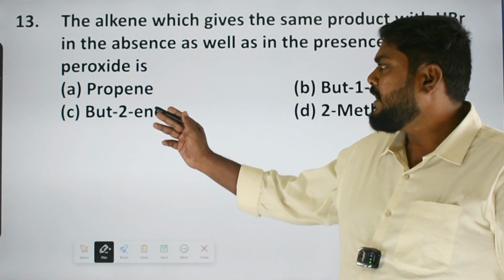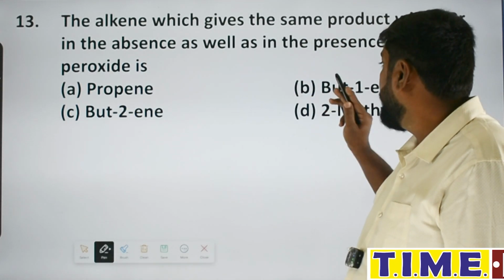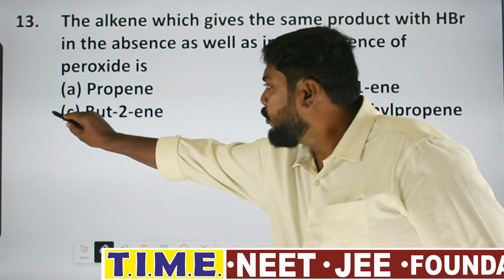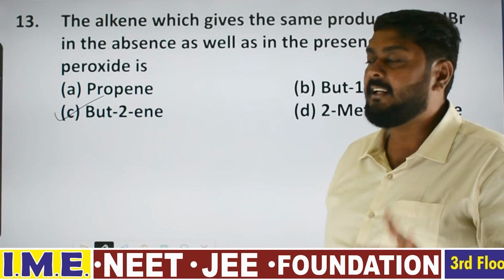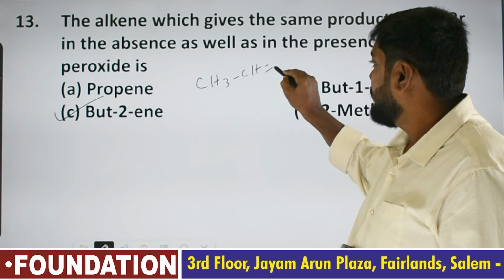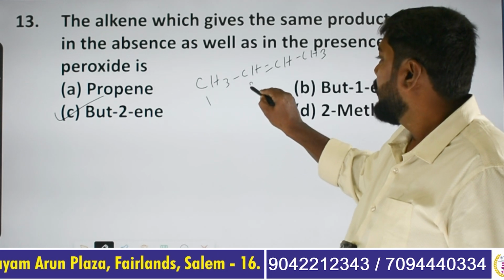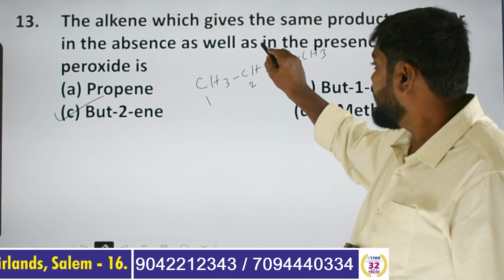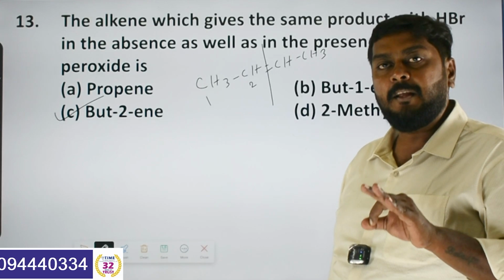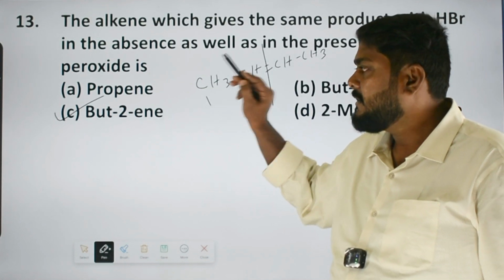Okay, so see your options. You have propene, that is an unsymmetrical alkene, and but-1-ene, it is also an unsymmetrical alkene. But your 2-butene is a symmetrical alkene. See, this is your 2-butene. Right, so this is a symmetrical alkene. Hence, it gives you same product in the presence and absence of peroxide. Right, so your option is C.